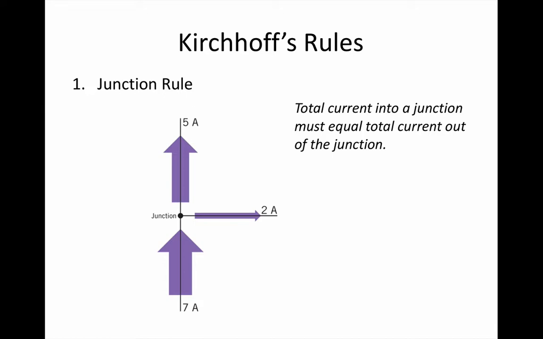A junction is any point where several wires are connected together. The rule is that the total current going into a junction must equal the total current coming out of the junction. This follows from the conservation of charge. Since charge can't disappear, the total charge per second flowing in must equal the total charge per second flowing out. You can see in the example there, 7 amps going into the junction has split up into 5 amps plus 2 amps coming out.